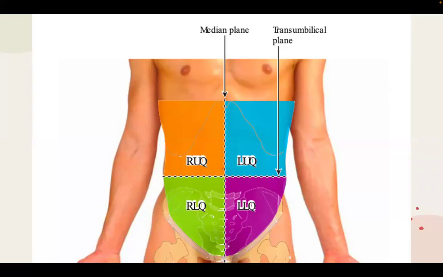For a quick clinical assessment, we use the 4 quadrants system. These are right upper, right lower, left upper, and left lower quadrant. This grid is defined by 2 primary planes: the median plane, which runs through the midline, and the transumbilical plane, which passes horizontally through the umbilicus at the L3, L4 vertebral level.